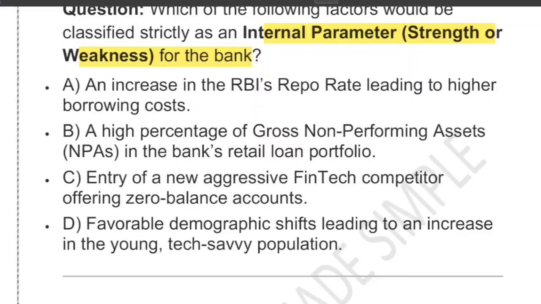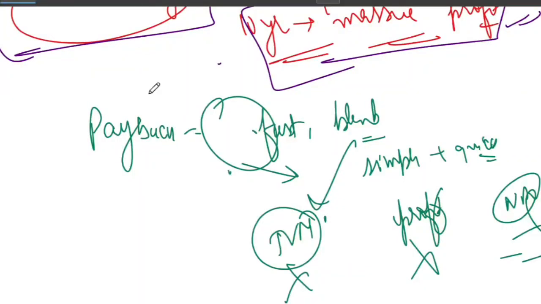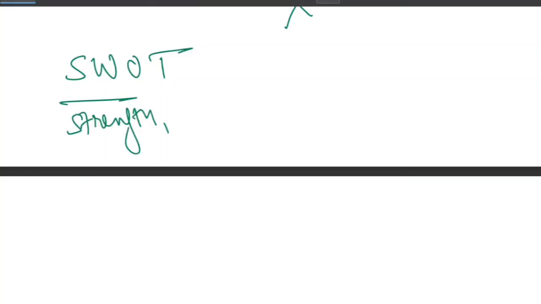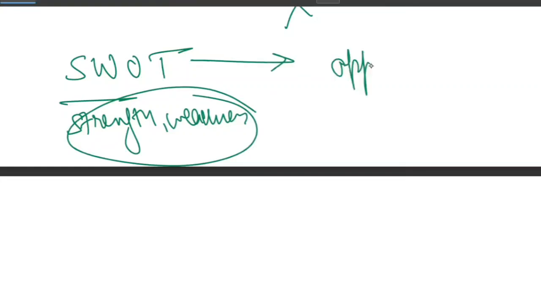So I think the formula of SWOT is very easy, right? You know it very well, that SWOT. So SW means strength and weakness, and OT means what? Opportunity and threat. Fine.